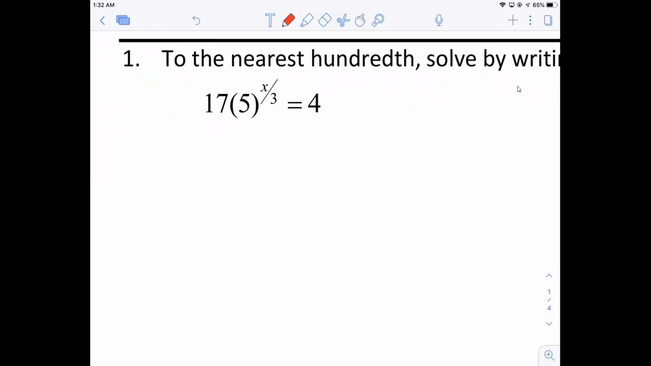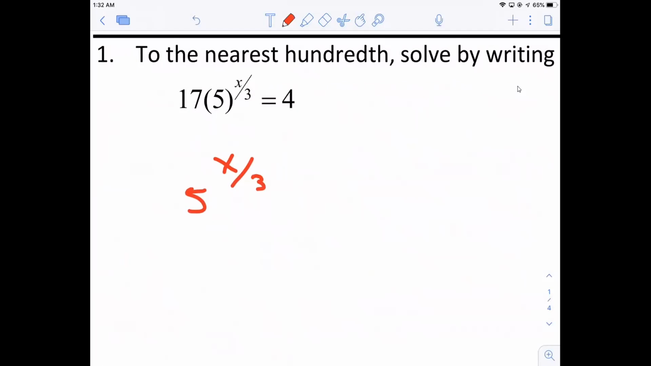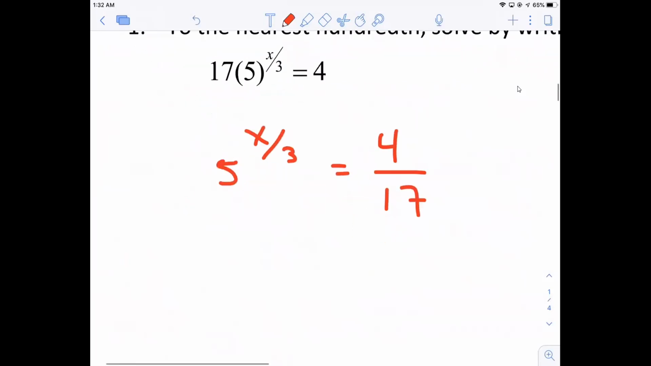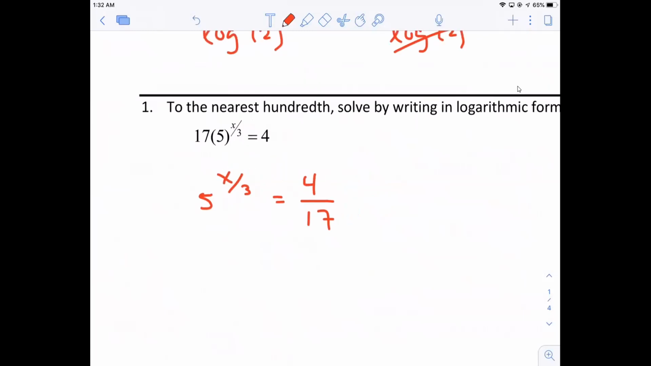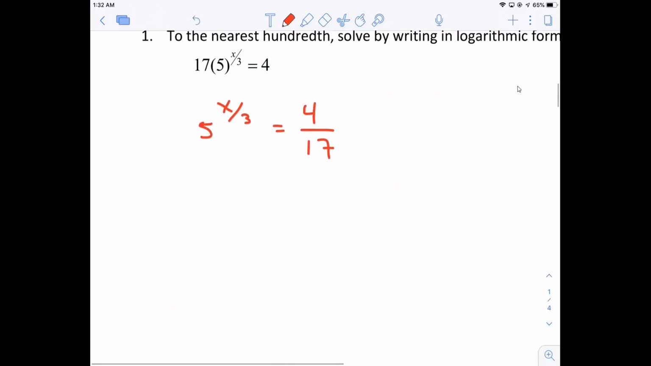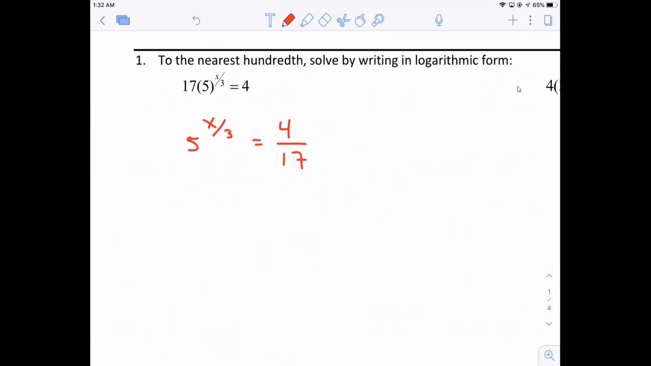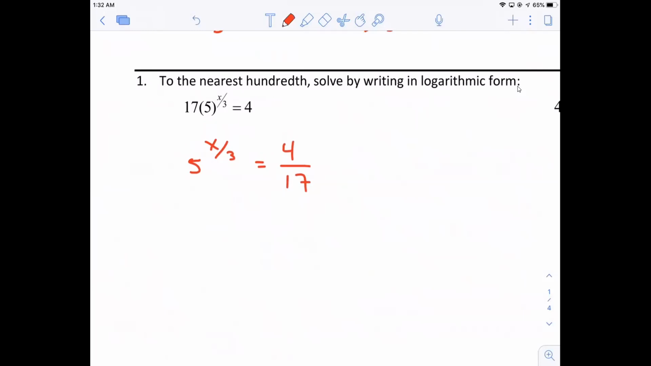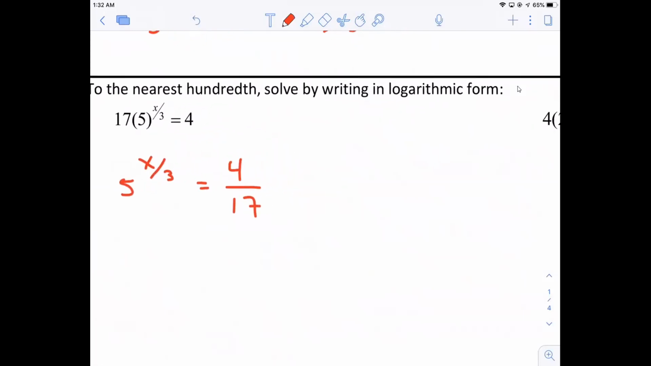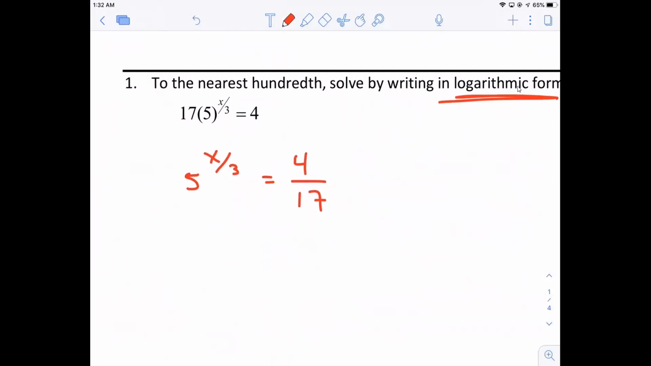So for this first one, I can divide both sides by 17. 5 to the x over 3 power equals 4 over 17. And you can take the log of both sides here, or you can write this in log form. So you have a couple options. I just want to show you that you have a couple options. But I do say by writing this in log form.